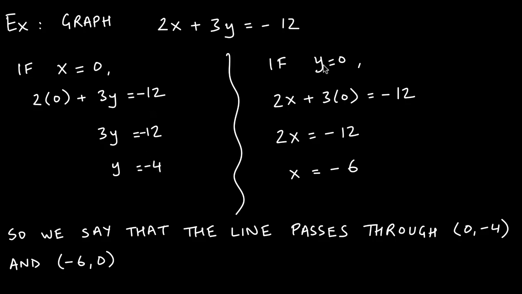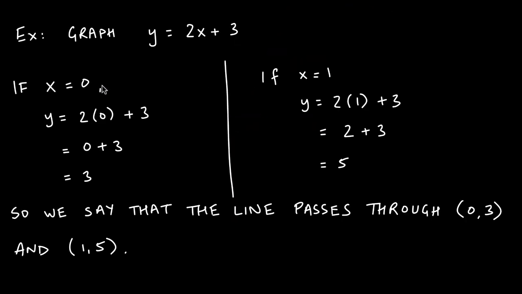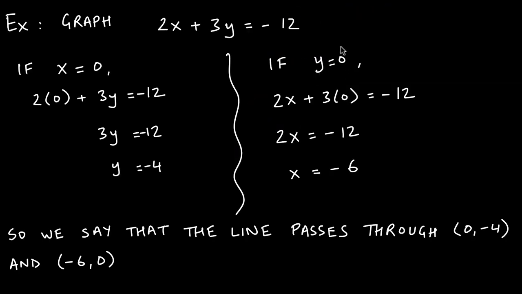Similarly, here I could have chosen x equals 1, or x equals 2, or x equals 5. It doesn't really matter. The point I was trying to make was, you can choose a value for x, like we did here, and you can choose another value of x, or you can choose a value for y and solve for x. So if we set y equal to 0 and see what x turns out to be, 2x plus 3 times 0, and 3 times 0 is simply 0, equals negative 12.